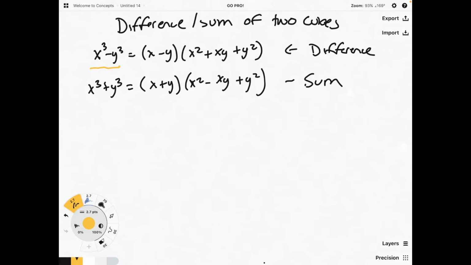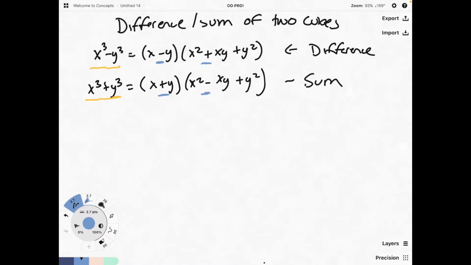Similarly, you have the sum of two cubes, and again, the only difference is going to be that operation. You have x cubed plus y cubed, and the factors are going to be x plus y multiplied by the quantity x squared minus xy plus y squared. Now, again, the difference between these is the operations that we see. So here we have a minus and here we have a plus in the difference, and then in the sum we have a plus and we have a minus.